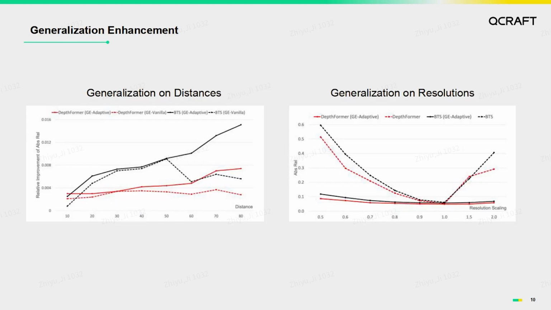In addition to state-of-the-art accuracy, our method also shows great generalization enhancement in many aspects. This figure compares the relative improvements over the two methods under different distance intervals on KITTI. It is observed that as the distance increases, GEDepth vanilla and GEDepth adaptive both provide notable performance gain. As compared in the right figure, DepthFormer and BTS are both very sensitive to the change of image resolution. In contrast, GEDepth adaptive makes the two methods substantially more resistant to the resolution change.